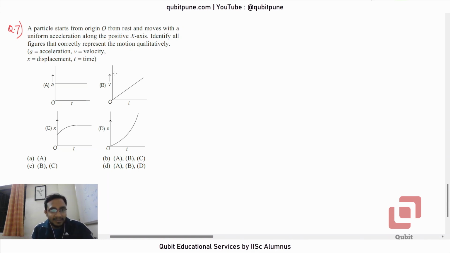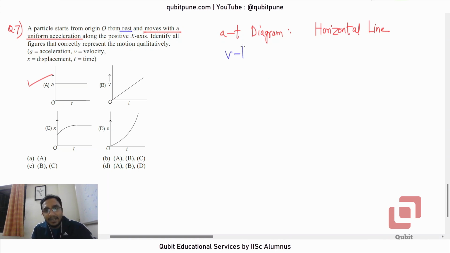It moves with a uniform acceleration. That means the AT diagram is going to be a horizontal line. So A is correct. It starts from rest, so the VT diagram is going to be a line passing through origin. Like V equal to U plus AT, but initial velocity is 0, so B is right.